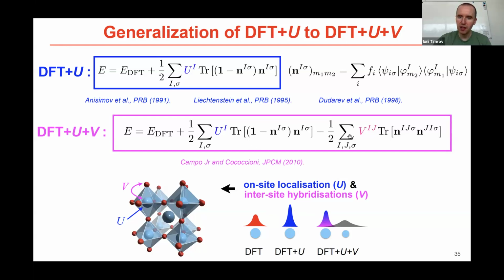And these two terms are competing. The U term wants to localize electrons. The V term wants to delocalize them, wants to keep the covalent hybridization with ligands. The oxygens are called ligands.